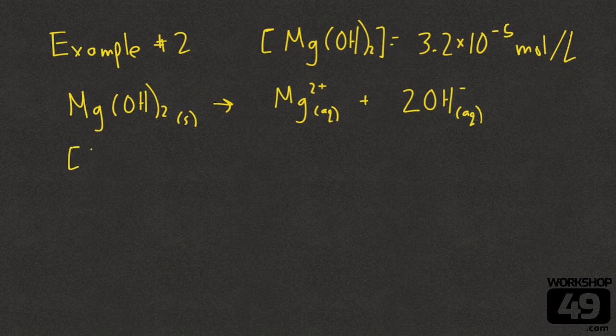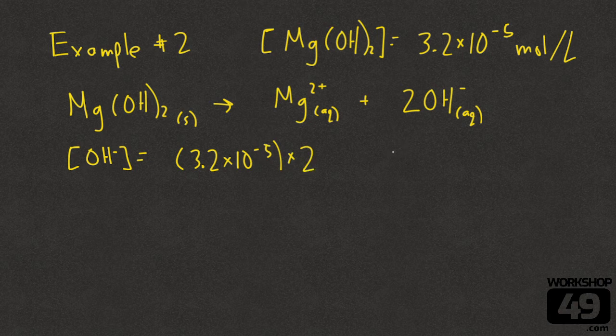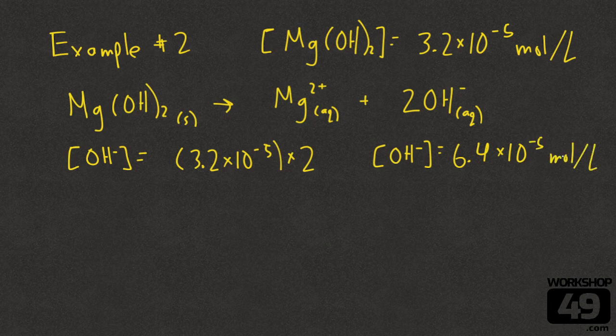In order to get our concentration of hydroxide, you're going to have to take this initial concentration, the 3.2 times 10 to the negative 5, and multiply it by 2, because it's doubled. This is going to give us a concentration of hydroxide equal to 6.4 times 10 to the negative 5 moles per liter. Now we can fill this into our pOH equation.